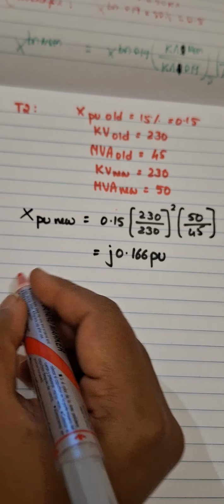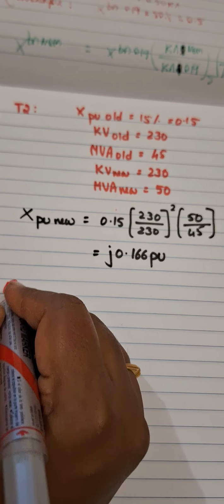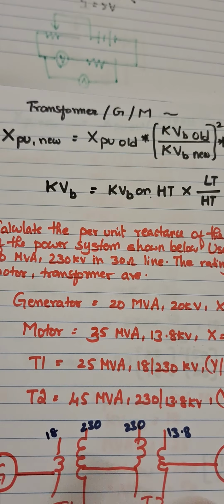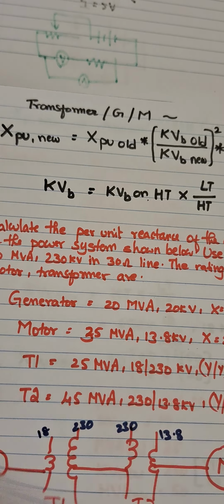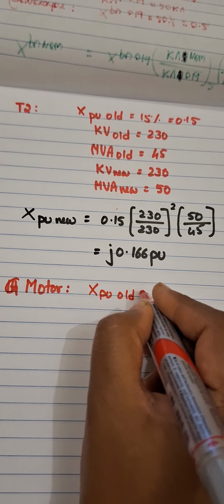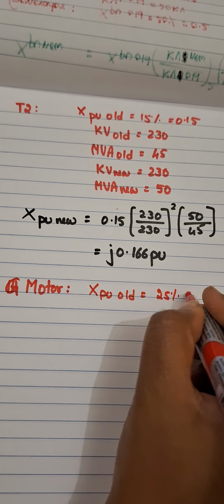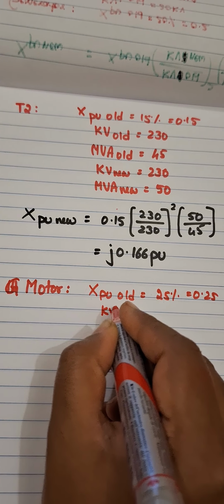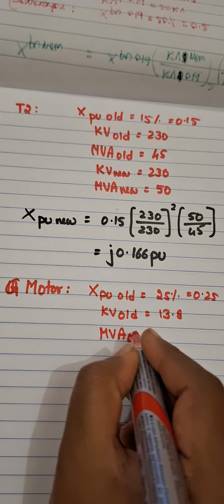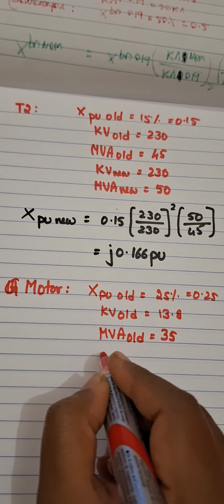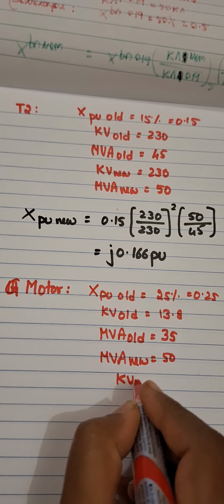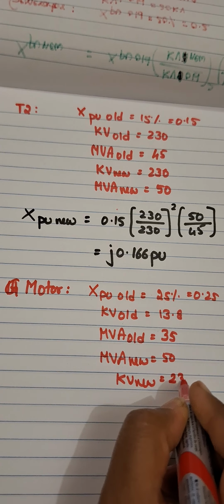Now after transformer 2, the system is connected to the motor. So what are our motor readings? Our motor readings are 35, 13.8, 25%. So according to the motor, XPU old is 25%. It means the value is 0.25. kV old is 13.8. MVA old is 35. And we know MVA new is given as 50. kV new is given as 230.